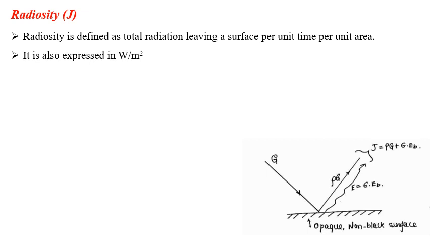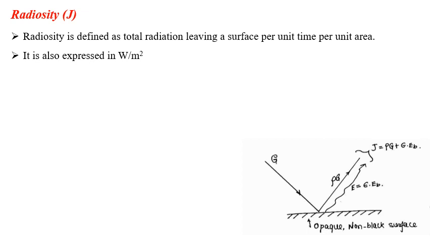Total radiation, incident radiation, is G. So it is irradiation. It is reflected back in terms of rho G. So E is equal to emissivity into energy radiated by the black body. So this is termed as rho G, and E is termed as radiosity. J is equal to rho G plus emissivity into EB.